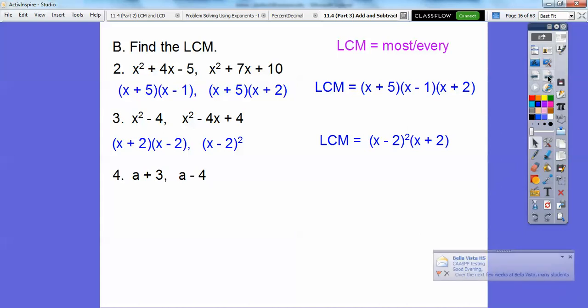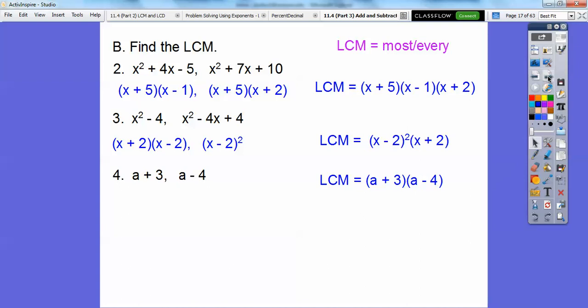Okay, all right. Let's see, so a plus 3 times a minus 4. Okay, so that one, that's your LCM. There's nothing in common. There's no most groups. You've got to have every factor. That's what this is, every factor, even if they're all different. You've got to have them all.